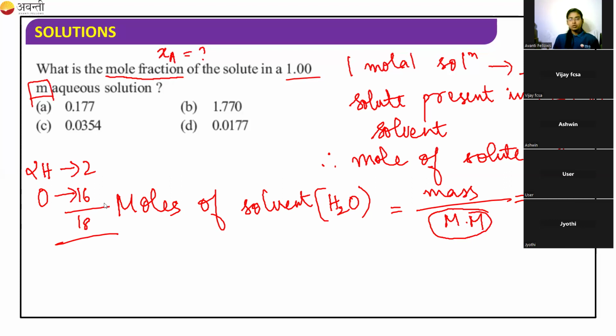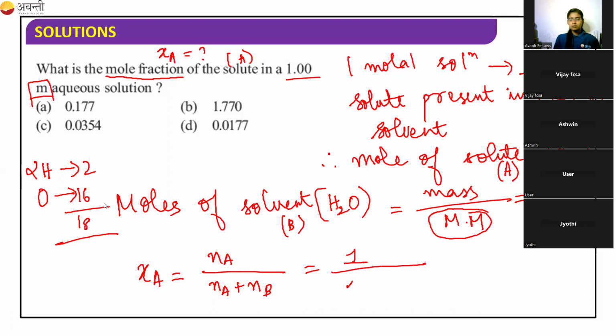Got it? Now to find out the mole fraction of the solute. Solute is component A and the solvent is component B. So to find out XA, it is equal to Na divided by Na plus Nb. So this is the formula to find out the mole fraction. What is the number of moles of A? Number of moles of A means number of moles of the solute. So it is 1 divided by 1 plus, and what is the number of moles of B?